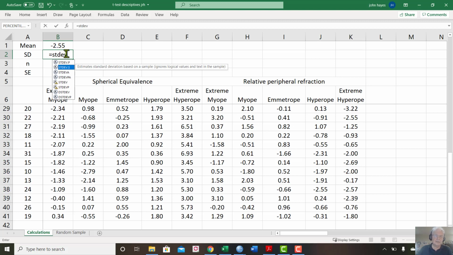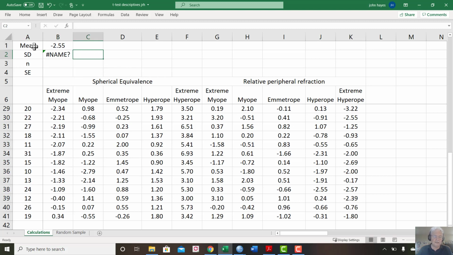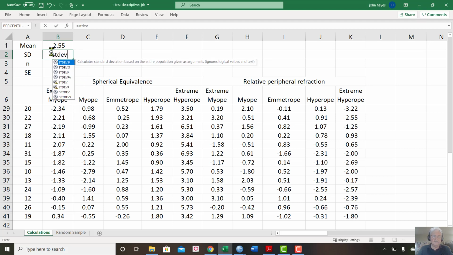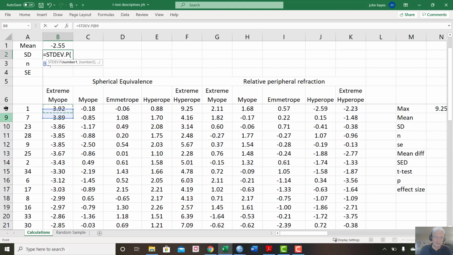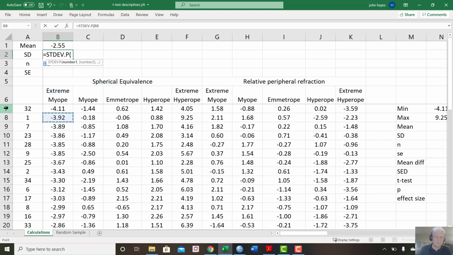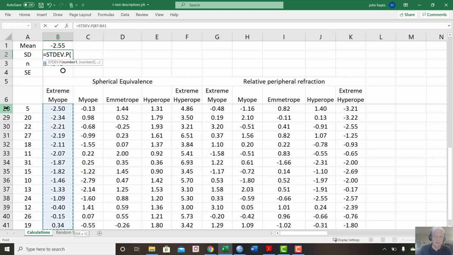Okay, let's try that again. Equal STDEV tab. And then we'll do the same. Oh, watch it. Oops, almost caught me. Got to come up to the top here. Control Shift down arrow, and then close our parenthesis, and we get this.